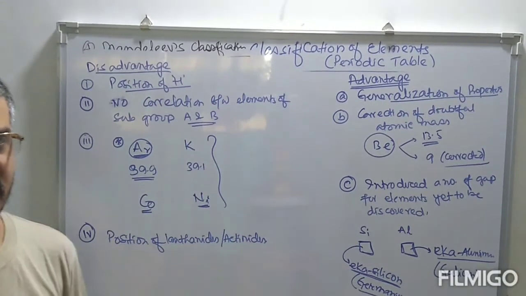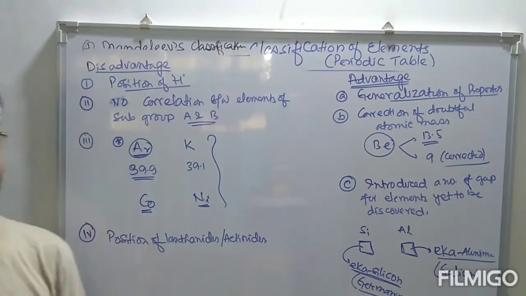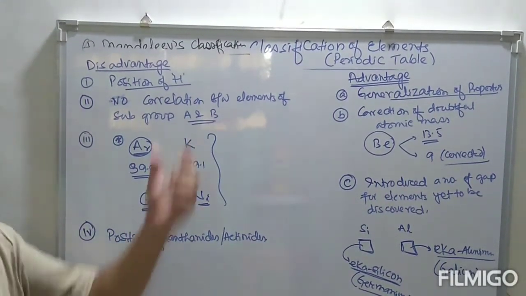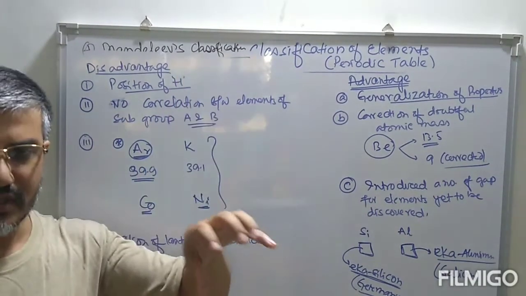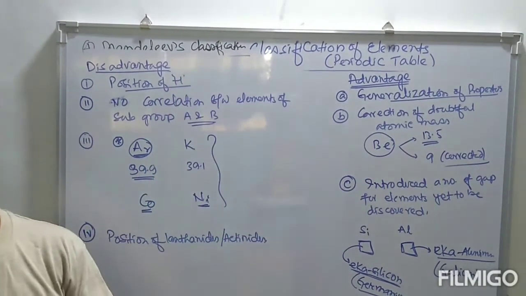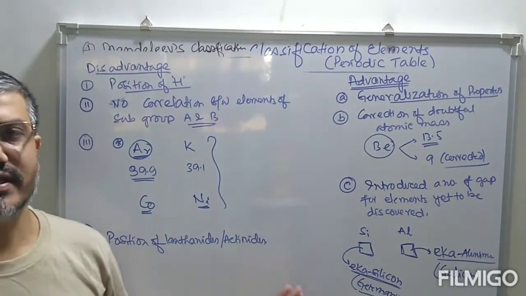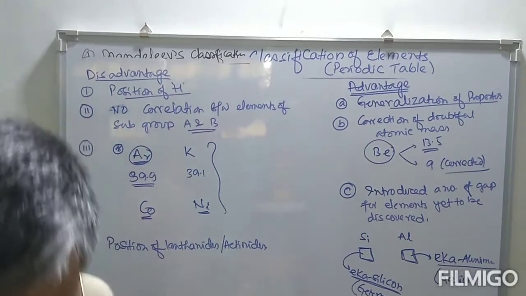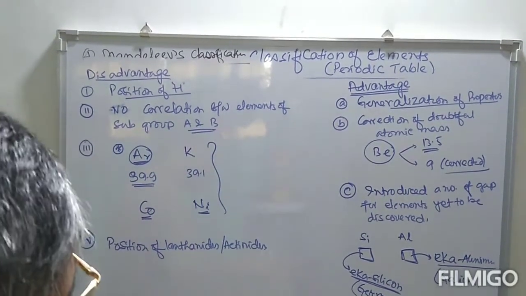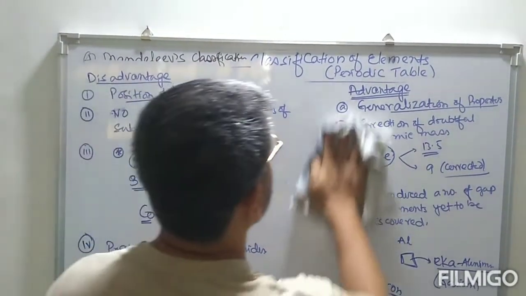Apart from this, when we discuss the classification of elements, the first thing that comes to mind is Mendeleev's classification. Why? Because he was the very first scientist who tried to classify with certain reasoning the whole set of elements available at that time. So this is Mendeleev's classification of elements.